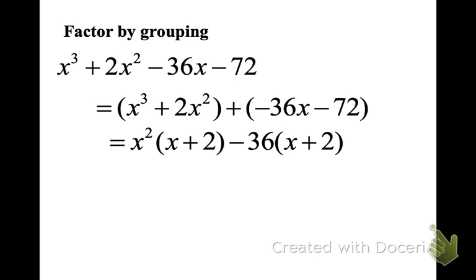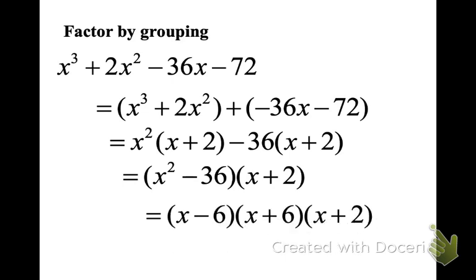So we were able to take out the x squared, and we were able to take out a negative 36. Now we take our leftovers. They're going to become one parenthesis. Our lookalikes will become the next. And then once again we say, is this fully factored? And when we look at x squared minus 36, we say, nope, that's the difference between squares. We can factor some more.